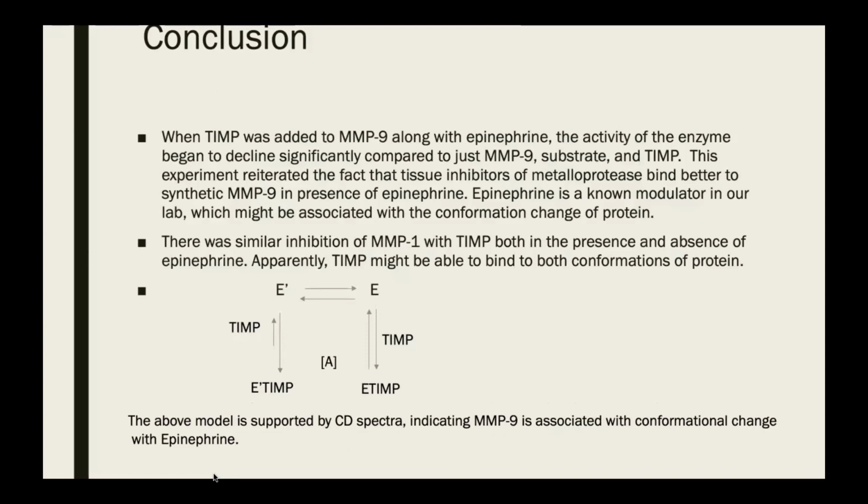For our conclusions, we found that when TIMP was added to the MMP9 along with the epinephrine, the activity of the enzyme began to decline significantly compared to just the MMP9 with substrate and TIMP. This reiterated the fact that tissue inhibitors of metalloproteinases bind better to synthetic MMP9 in the presence of epinephrine. And epinephrine is a known modulator in our lab, which might be associated with the conformational change of the protein. There was a similar inhibition with MMP1 and TIMP in the presence of epinephrine.